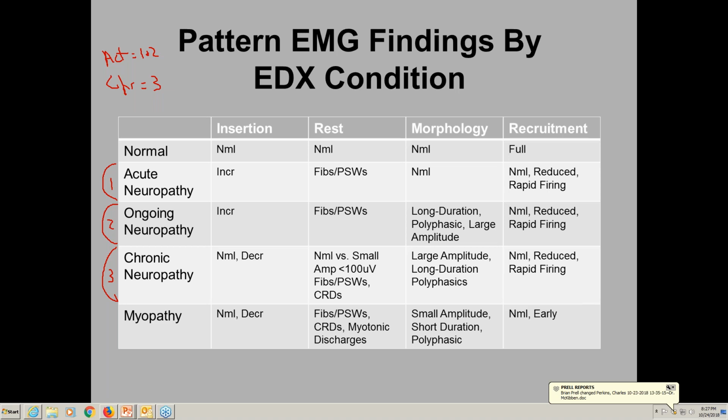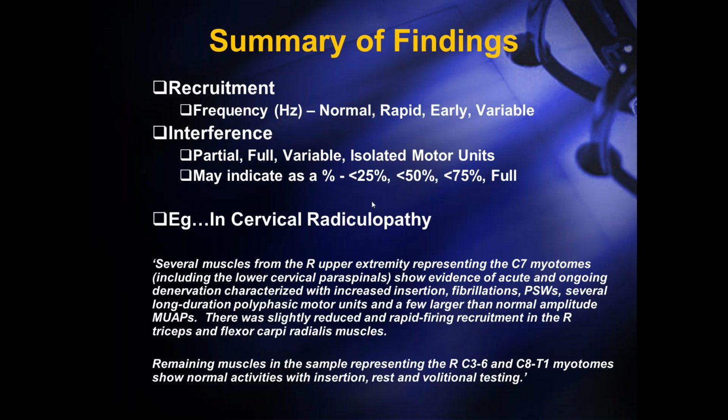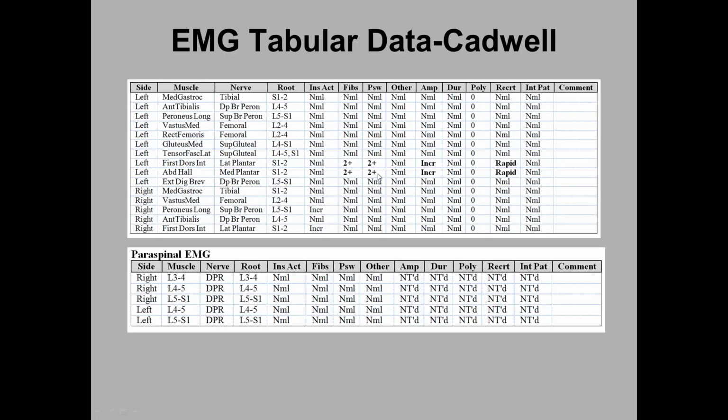Good. Same 3 muscles. We see increased insertional activity. We see fibs and positive waves, but we see normal motor units. Is it acute? Is it ongoing? Or is it chronic? Acute. Good. Now, you take that information and you apply it to the same table. In this scenario, is this acute, chronic, or ongoing?